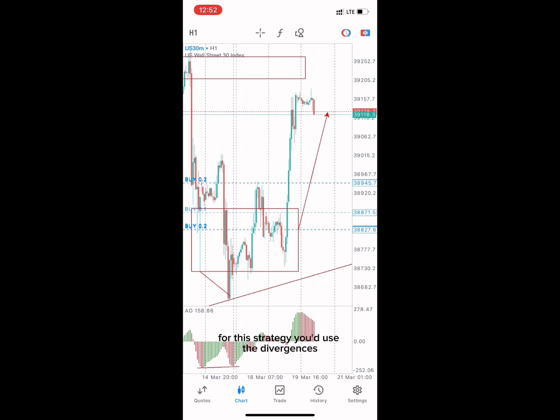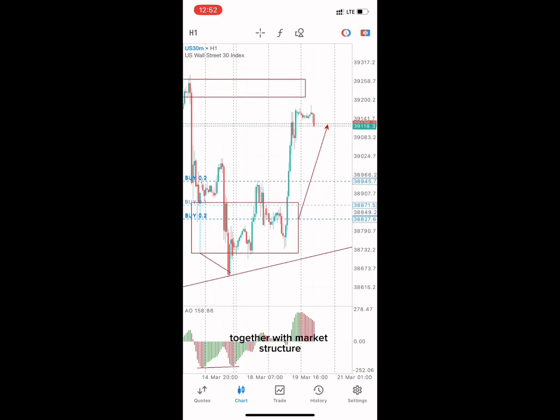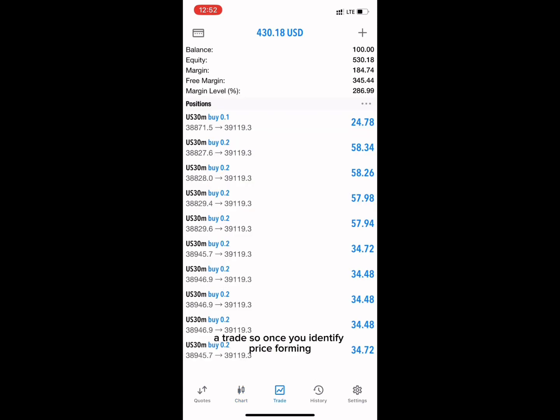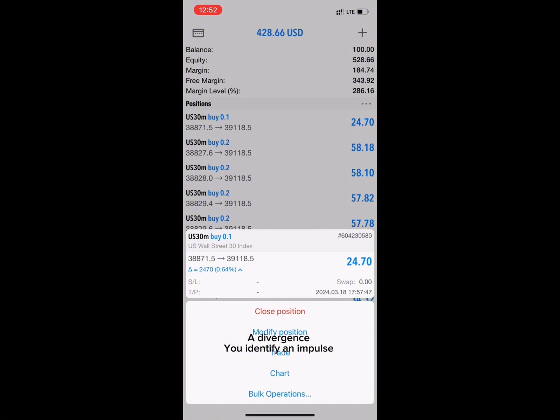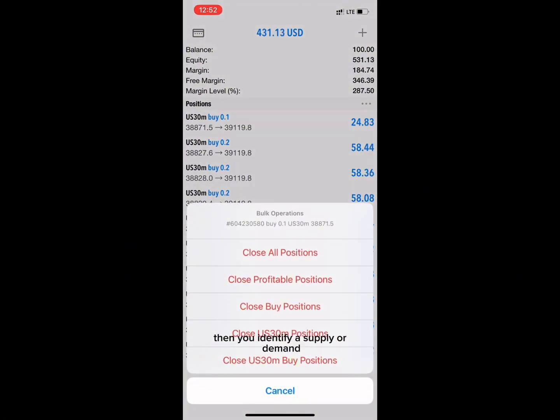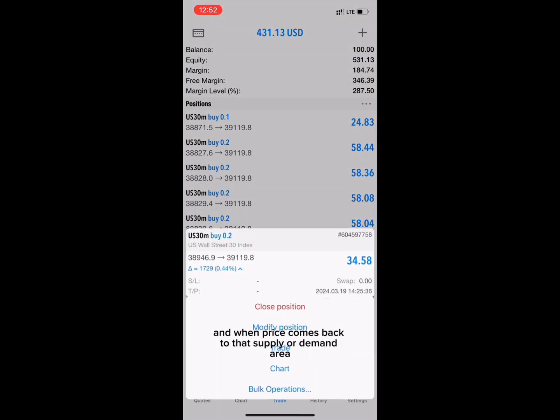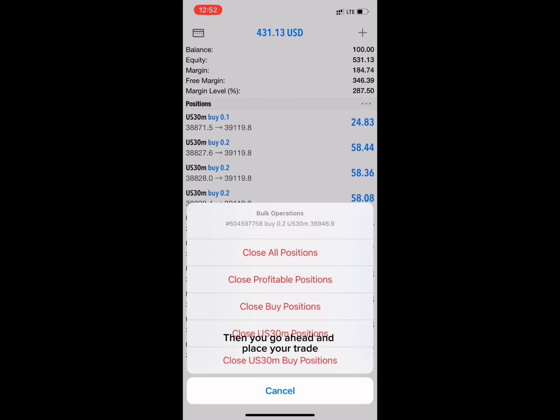For this strategy, you would use the divergences together with market structure for you to be able to identify a trade. So once you identify price forming a divergence, you identify an impulse in line with the direction of the divergence. Then you identify a supply or demand that you can trade from. And when price comes back to that supply or demand area, you go ahead and place your trade.